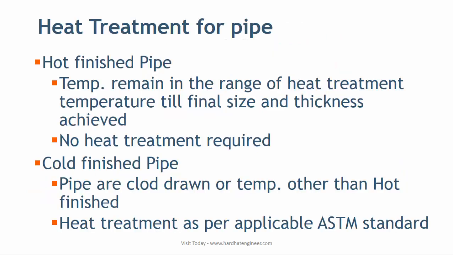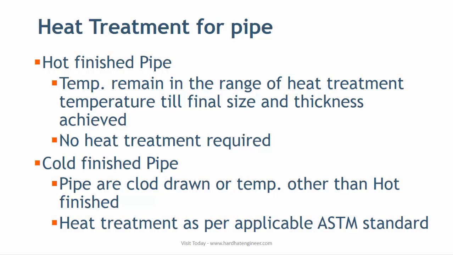Heat treatment of the pipe depends on the way it is manufactured. In case of hot finish pipe, no heat treatment is required, as during the manufacturing, pipe temperature remains in the range of heat treatment temperature till the final size and thickness are achieved. Whereas in case of cold finish pipe, heat treatment is required as per applicable ASTM standard. During cold finish process, pipe is either cold drawn or temperature is not maintained in the hot finish range, that is why heat treatment is required.